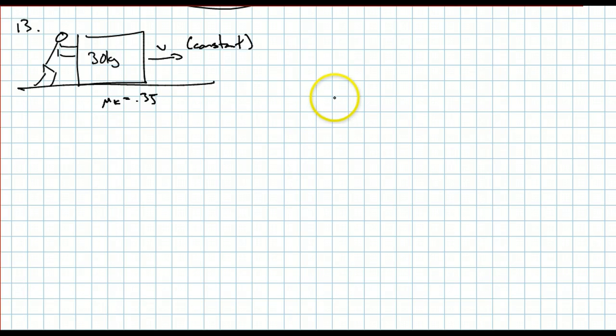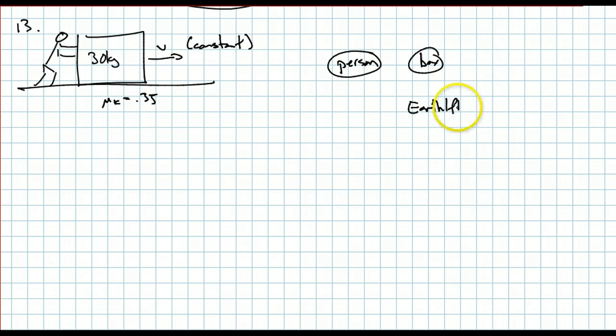So if we look at the system schema, we have the person, the box, and the earth/floor. I'm going to put those two together. So the person's definitely pushing the box, right, with this normal force, maybe call it NP. The earth is pulling on the box with the weight of the box, and the floor is also having another interaction with the box.